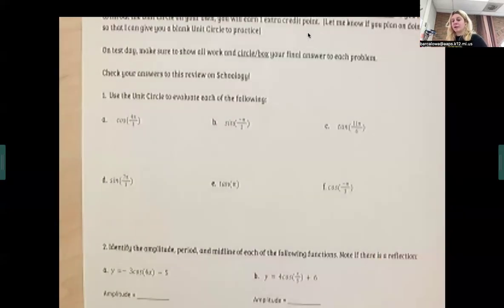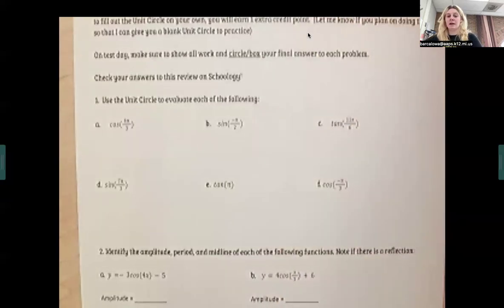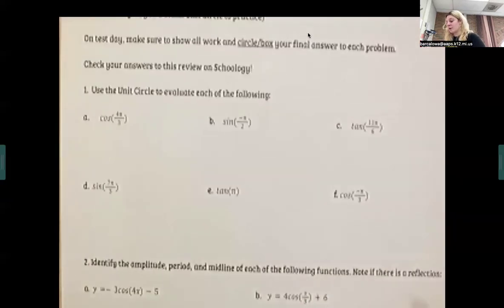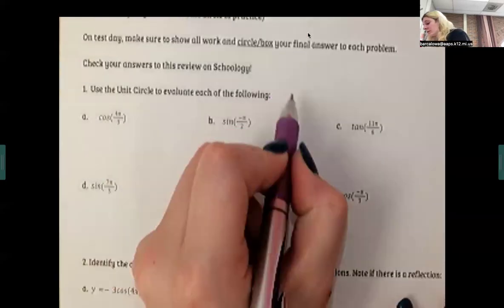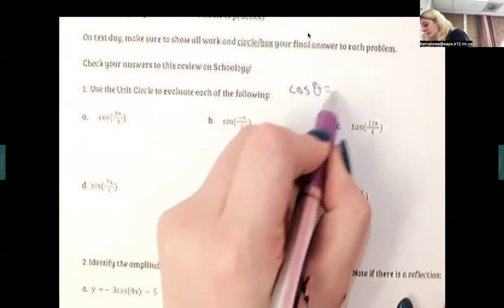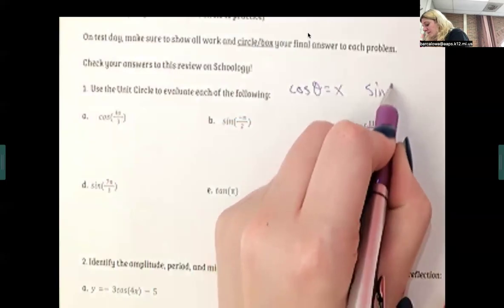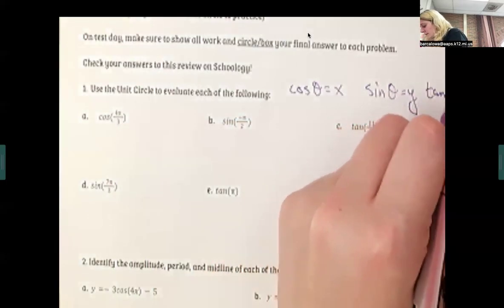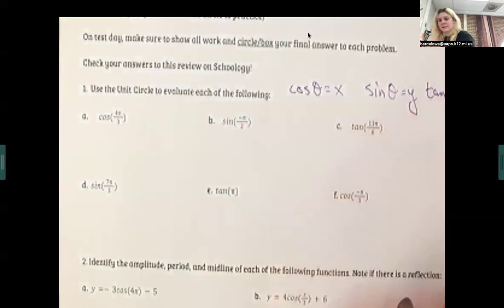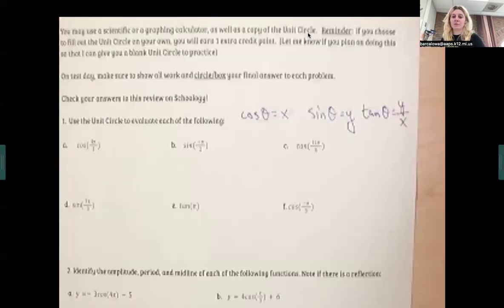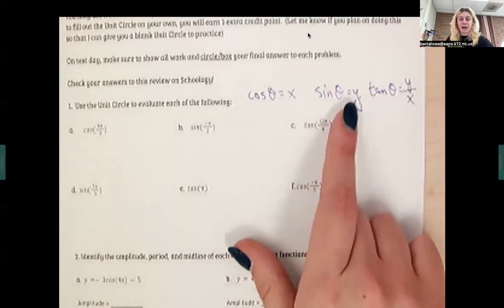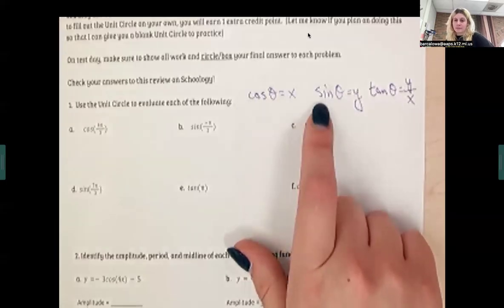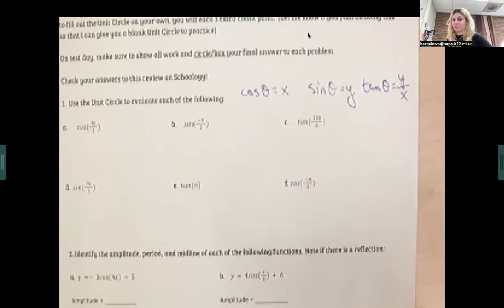So here we are. Use the unit circle to evaluate each of the following. On your unit circle, cosine is your x value, sine is your y value, and tangent is y divided by x. The way I remember that, x comes before y in the alphabet, c comes before s. So sine goes with y, cosine goes with x.